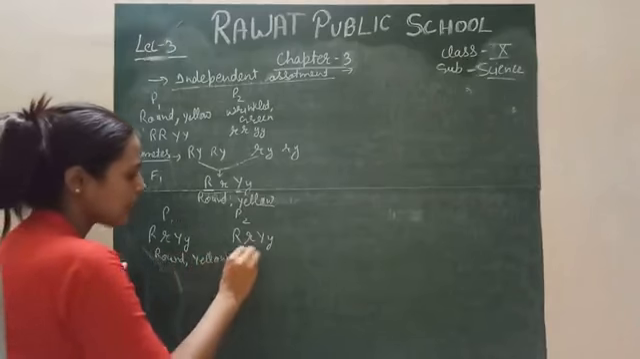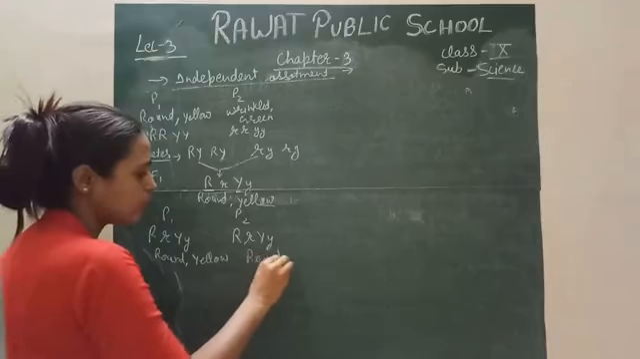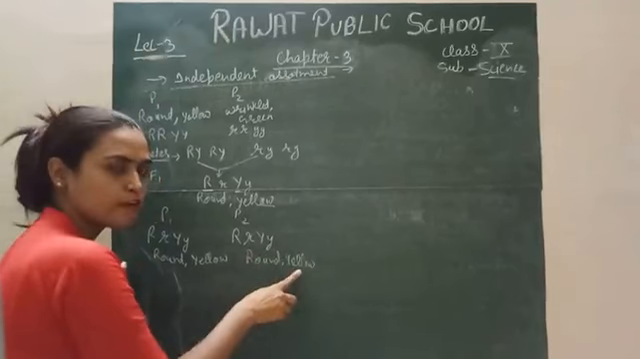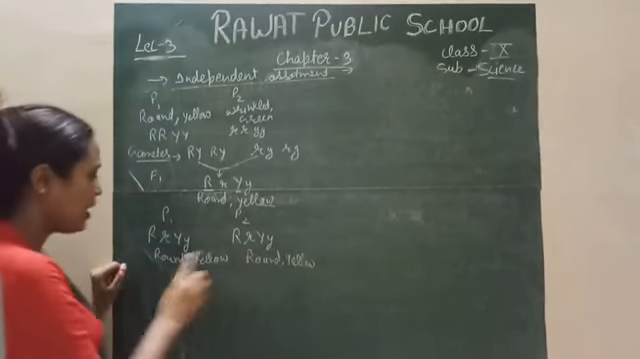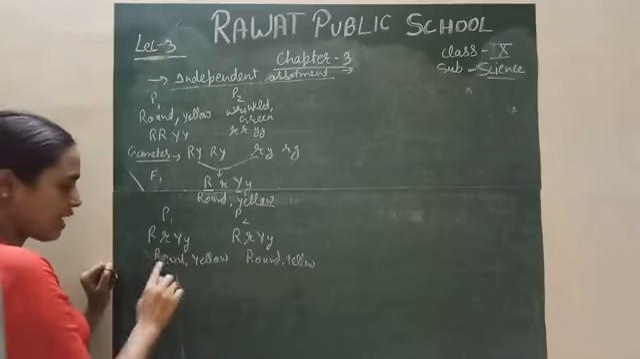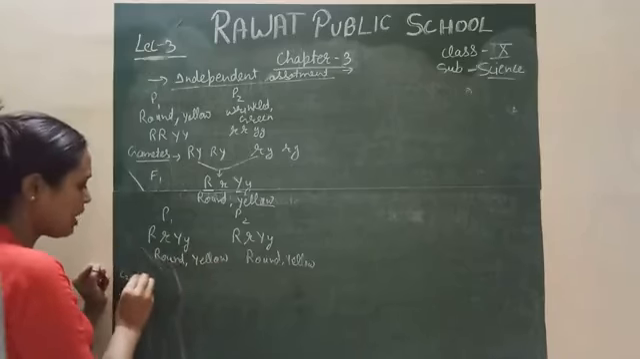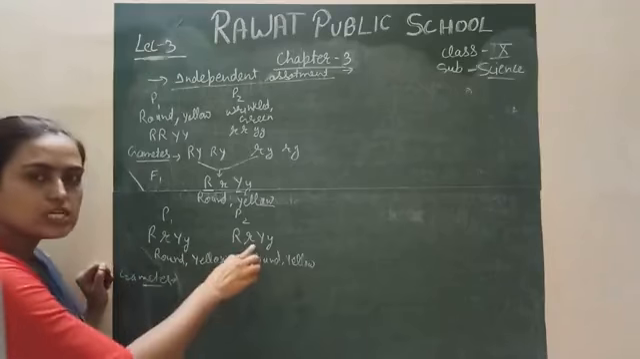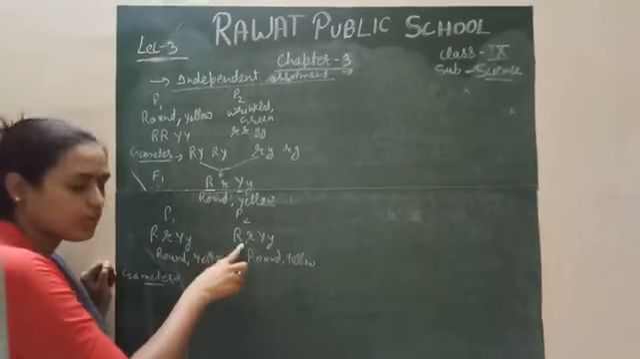Similarly, round and yellow, right? Round will be the dominant shape, yellow will be the dominant color. Next step, this is the genotype, this is the phenotype. The next step will be the formation of gametes. Now we will form the gametes from these genotypes.